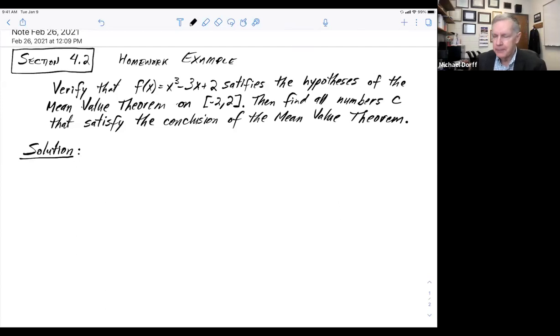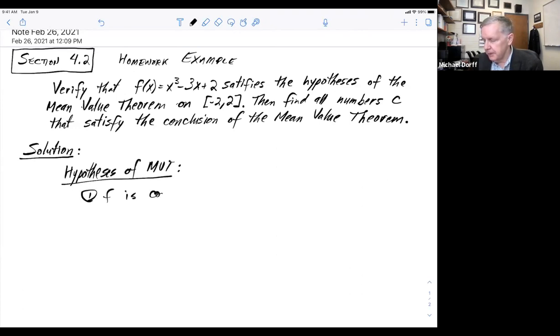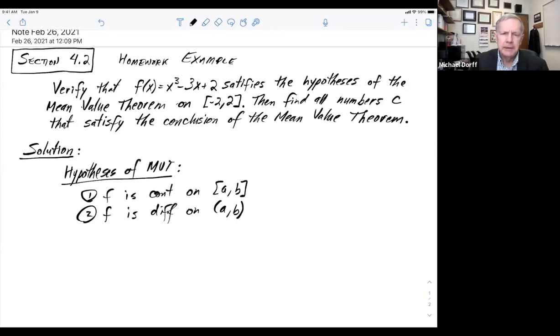So let's start off by first reviewing what are the hypotheses of the mean value theorem. Well, there's two. One is that f is continuous on the interval from a to b. And the second is that f is differentiable on the open interval from a to b. Notice that the continuous is on the closed interval and the differentiable is on the open interval.